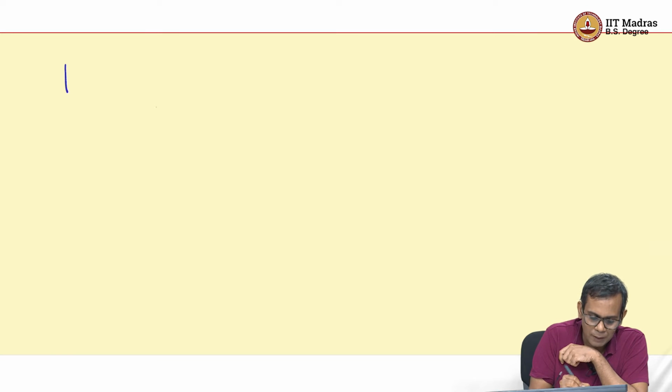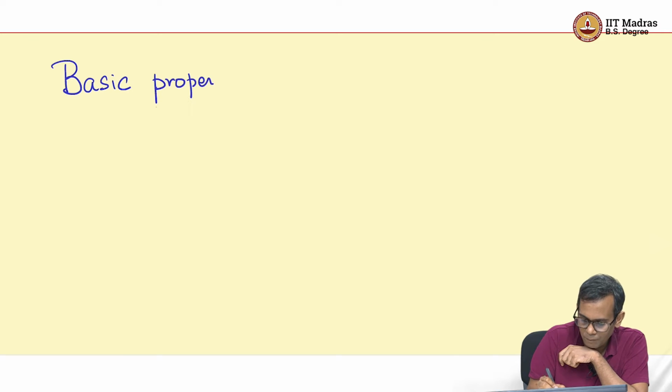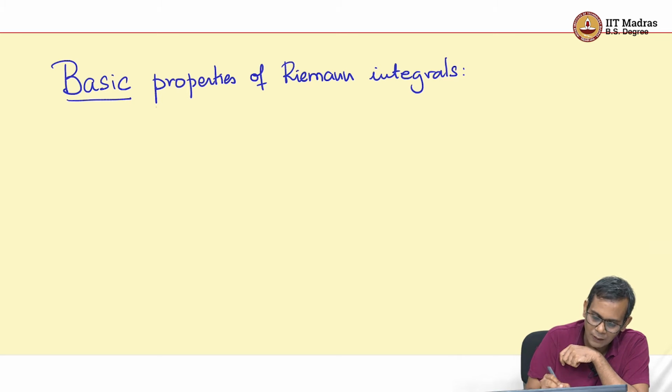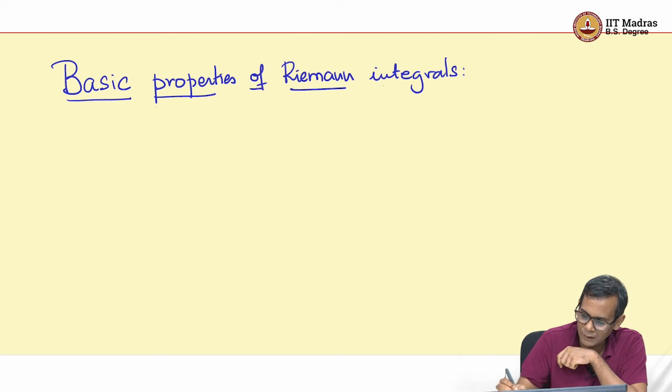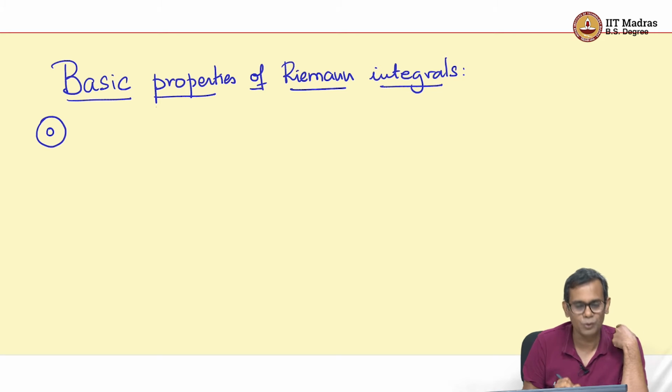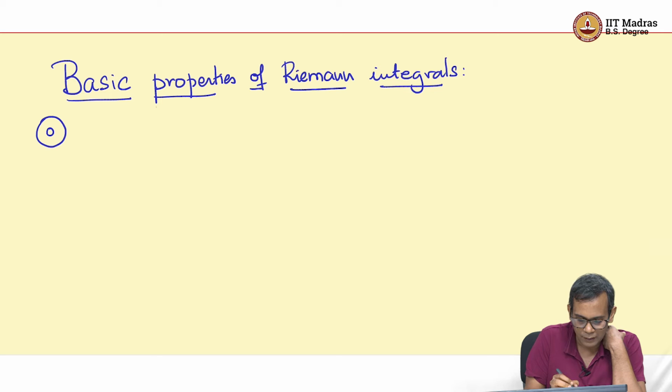Let me now give you some basic properties of Riemann integrals. I will start with a property that might seem quite silly, but nevertheless it is good to note down, and it is so silly I am going to call it property 0.